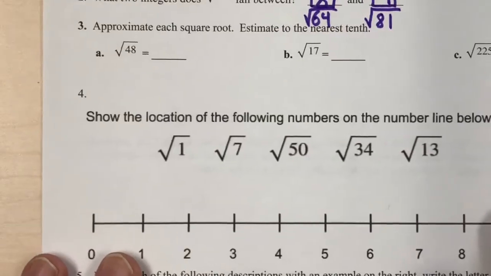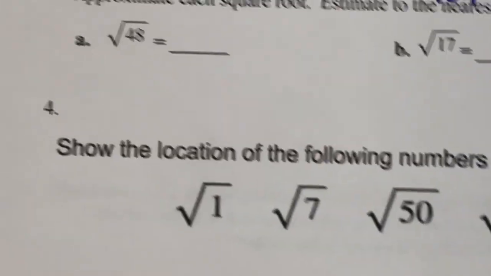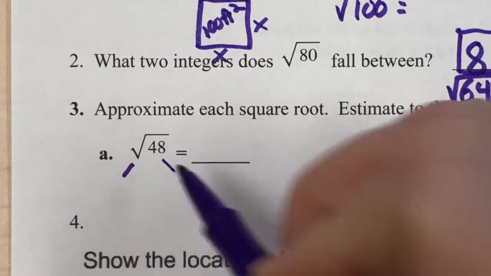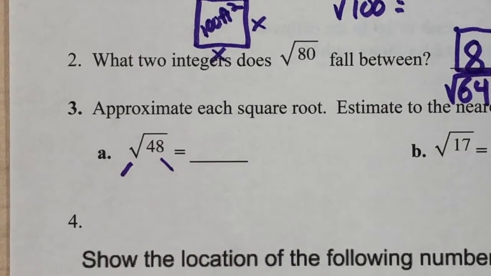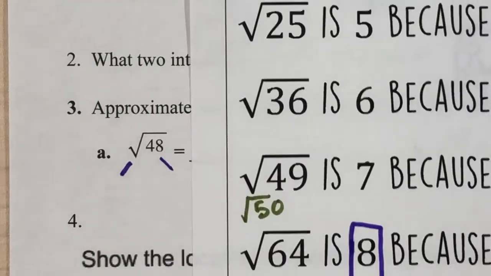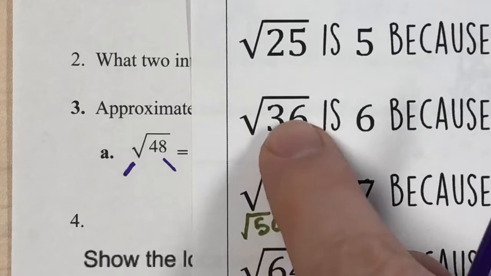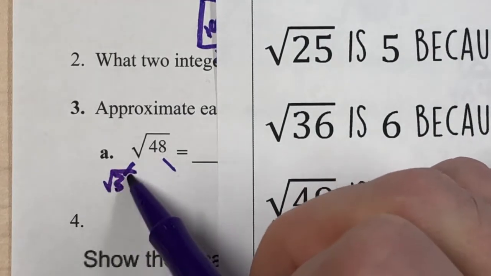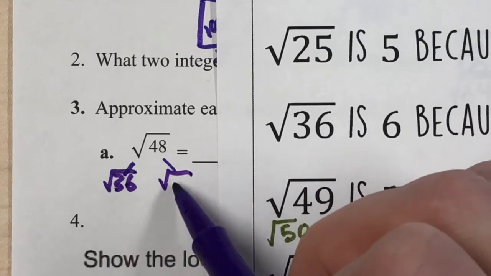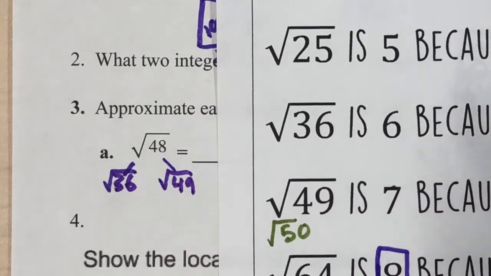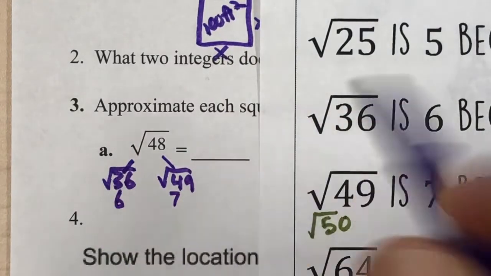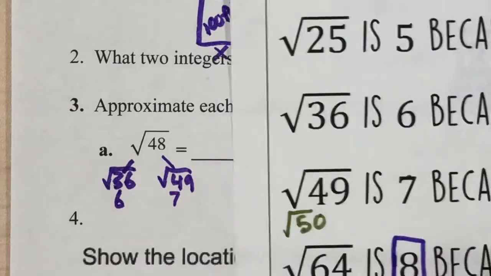On number 3, we need to do that little trick where we do our little arms that branch off. Looking at my sheet that hopefully you'll use on your test, the square root of 48 falls somewhere between these two perfect squares. So I write those on my paper: the square root of 36 and the square root of 49. So I know it's going to fall between 6 and 7. I just have to figure out how far.